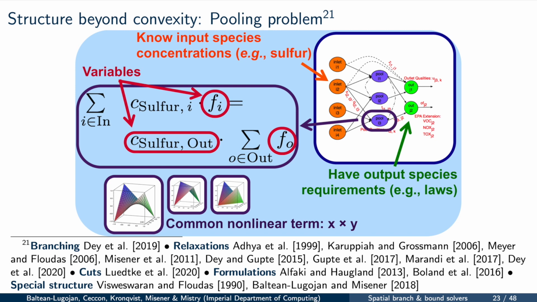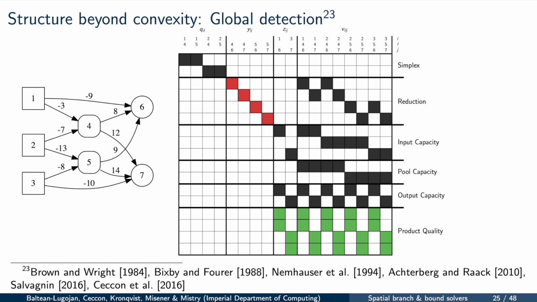What you end up with in this particular optimization problem is basically concentrations times flows, and you end up therefore with these non-convex, nonlinear terms x times y. These are sometimes called bilinear terms. If we go beyond these local structures, and now we globally detect the structure of the pooling problem, so that we're looking at the entire network, well then what we can do is similar to what the mixed integer linear optimization community has already done with respect to network optimization problems.